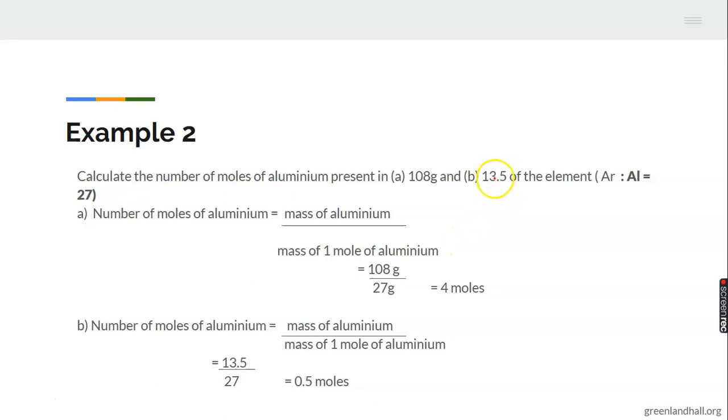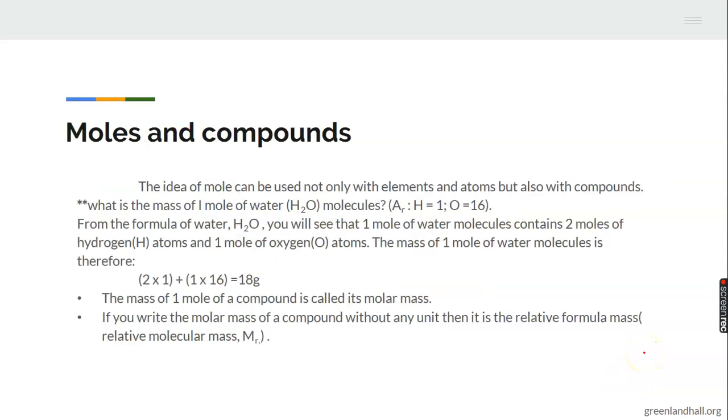Then the second one, you have been given 13.5 grams. So you know g will cancel g, so that's why I didn't put it this time around. 13.5 divided by the mass of 1 mole of aluminium, which is 27, will give us 0.5 moles. Okay, so the second one we are going to calculate under reacting masses is to know about the moles and compounds.